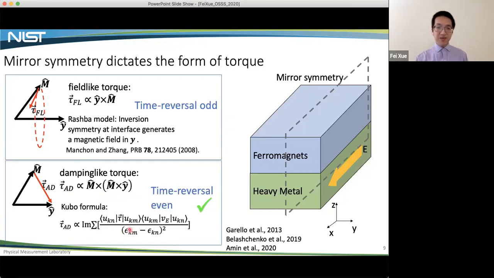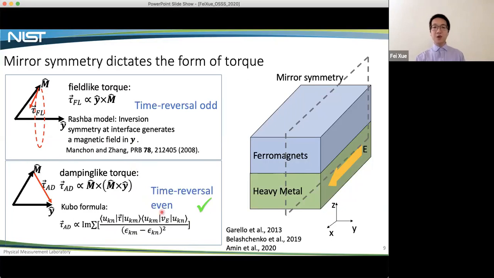And there's a Kubo formula to calculate that. The Kubo formula, of course, can also calculate the time reversal odd one. Here we focus on this expression, where we just show that there's an interband contribution, just like the anomalous Hall effect analogy here. Besides these two, there are other general forms of spin-orbit torque, which are in higher order of magnetization.